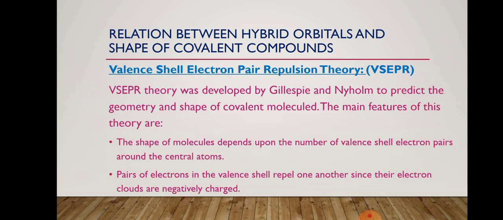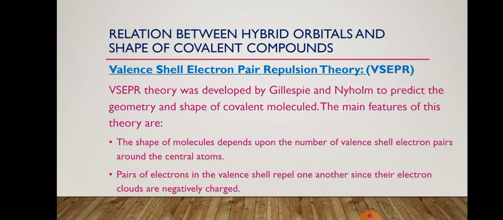On the basis of hybridization, the regular shape of covalent molecules can be explained. For this, now I will discuss VSEPR theory. Valence shell electron pair repulsion theory, that is VSEPR theory. VSEPR theory was developed by Gillespie and Nyholm to predict the geometry and shape of covalent molecules.